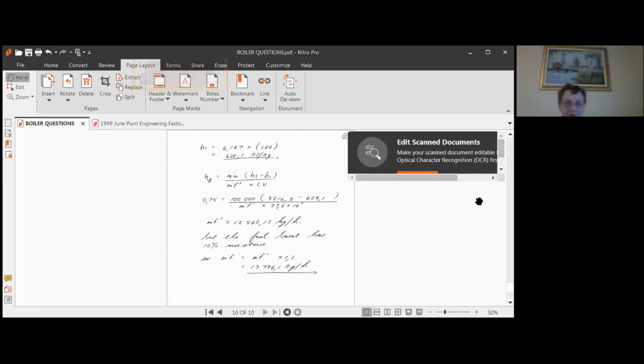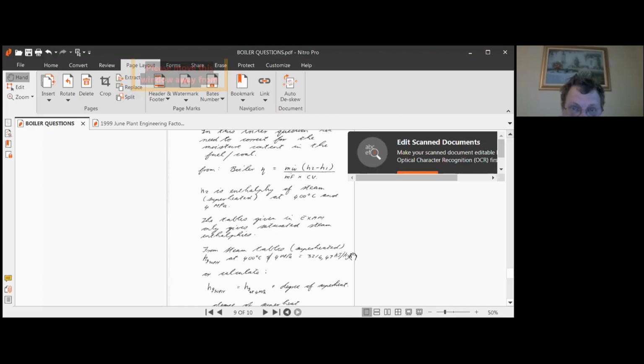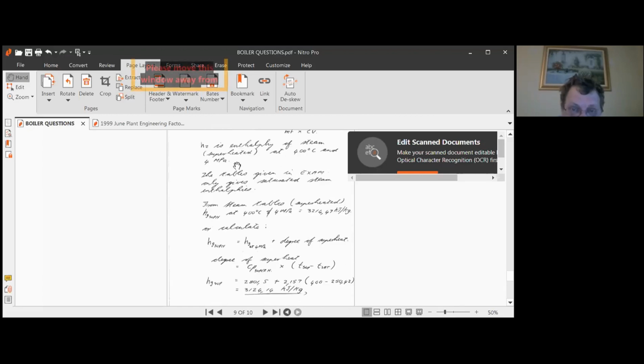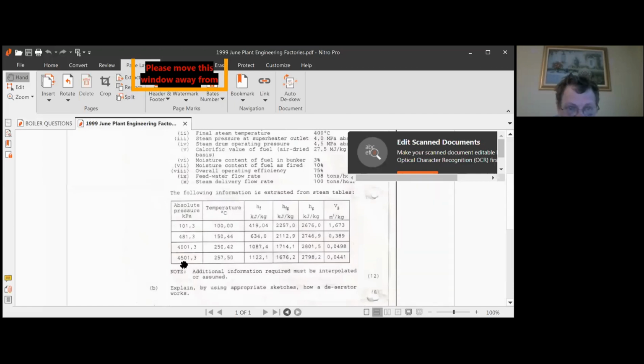Any questions on this one? Before you ask me a question, it's very important to understand this principle, the degree of superheat. Where do I get this from, and why do I use the steam tables in what is given to me? Why don't I use 450?